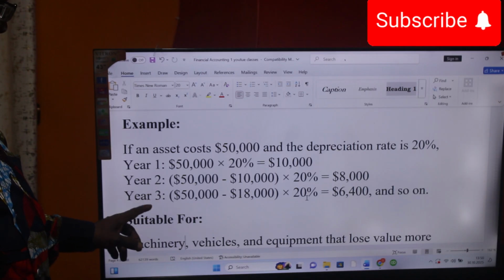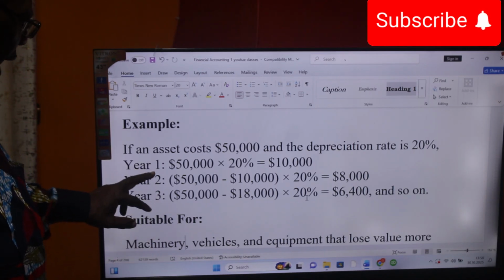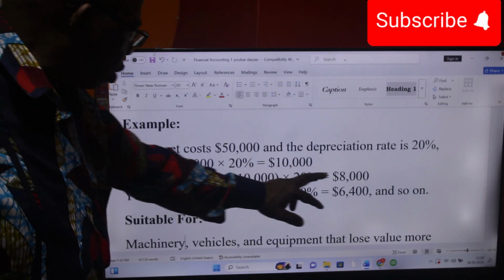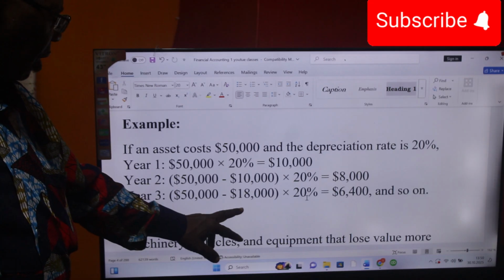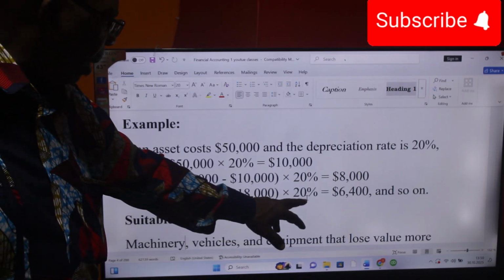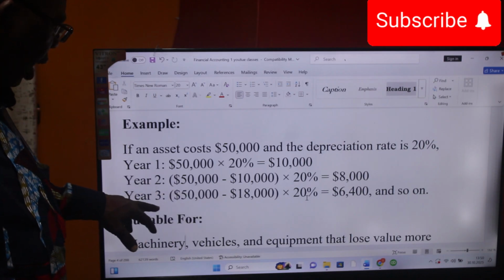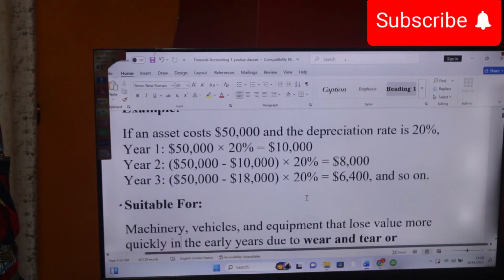Now year three, you will need to get the depreciation for year one and year two. Year one is 10,000, year two is 8,000. So it's 50,000 minus 18,000. You get the net book value at the beginning of year three, and you multiply by 20% to get the depreciation charge for year three. That is 6,400. And you continue doing that.